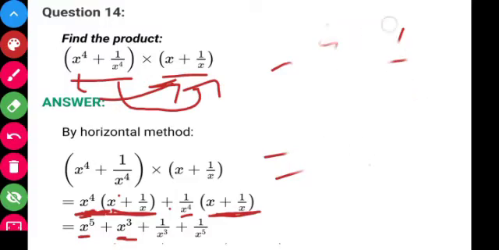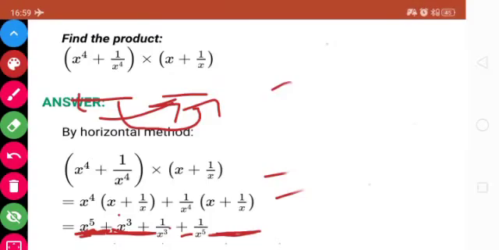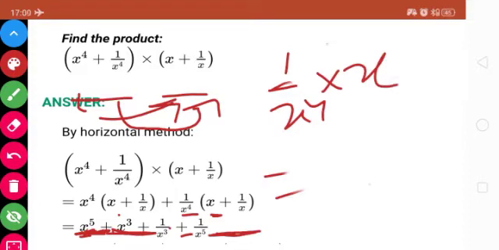Now 1 upon x to the power 4 is multiplied to x, then it will be 1 upon x cube. Understand? So when you multiply 1 upon x to the power 4 to x, it will be 1 upon x cube. And when you multiply 1 upon x to the power 4 to 1 upon x, it will be 1 upon x to the power 5.